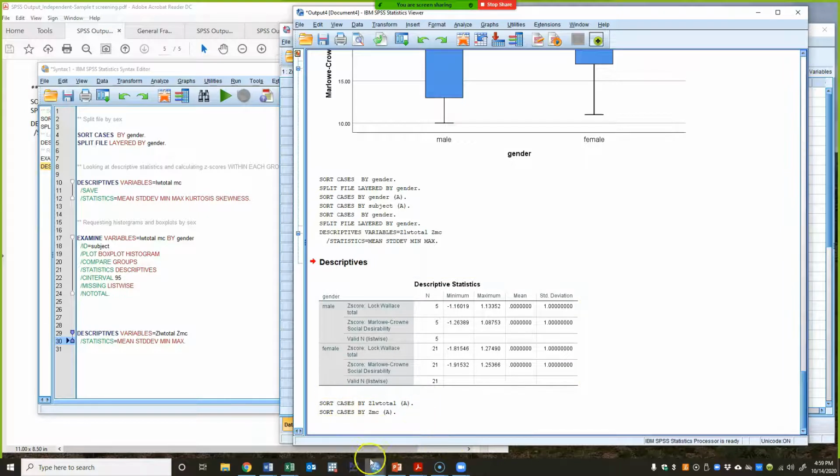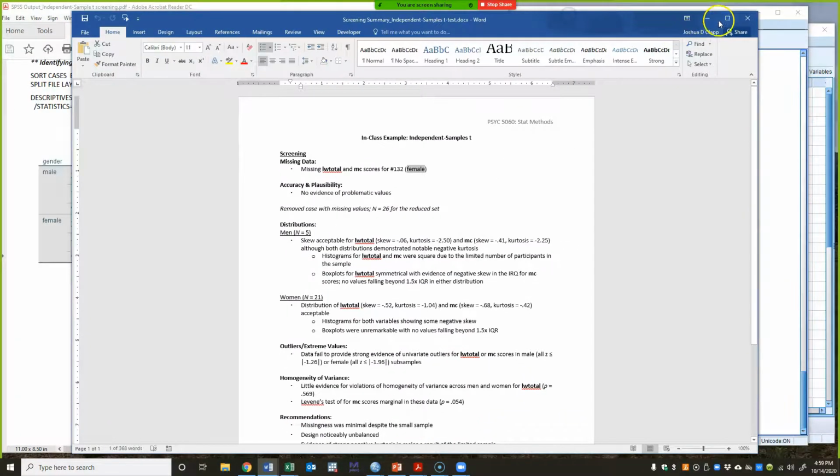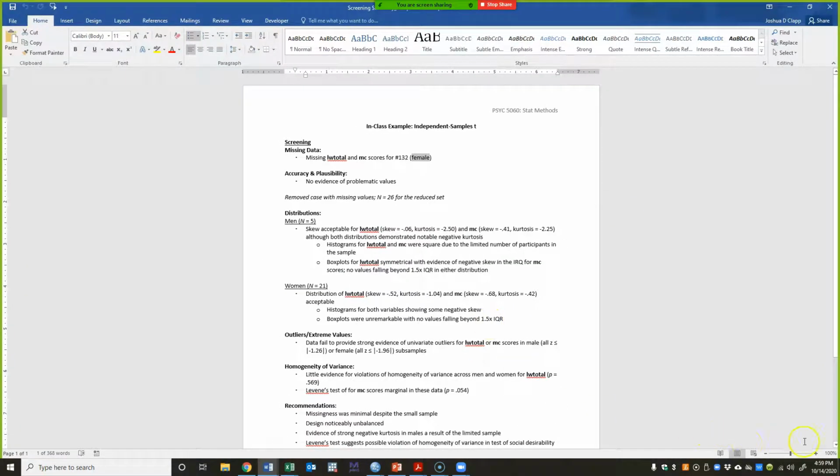Okay, so this covers what we would do in a screening for the write-up. Now we're not completely finished with this because, so we've got screening. I'm noting my missing data for Lark Wallace and Marlowe Crown for case number 132. Accuracy and plausibility, no evidence of problematic values. Remove my missing case, 26 people in the data set.